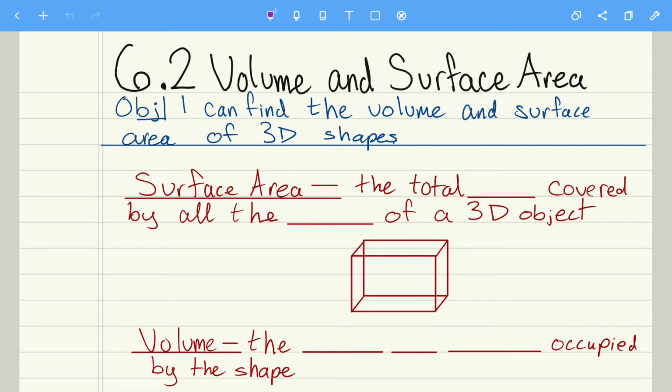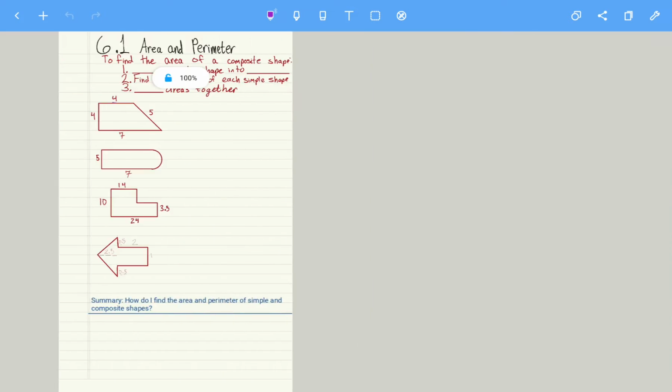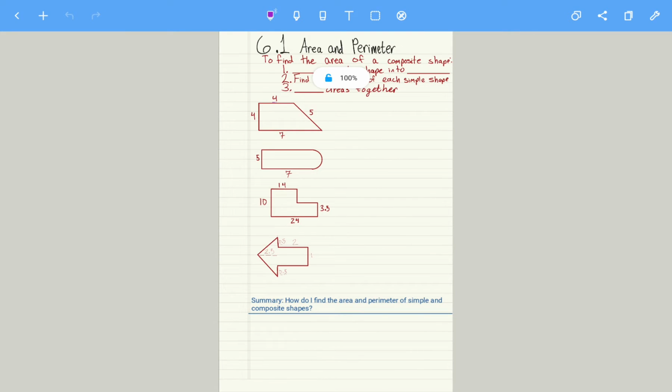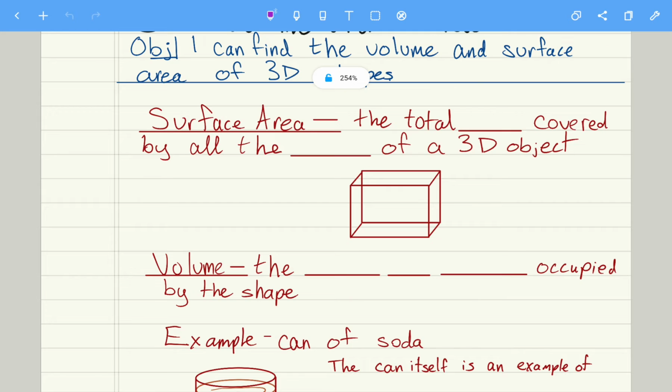Now, these are physical objects that have 3 dimensions. Previously, we looked at 2D shapes, which are basically just flat on a paper. These would be objects you can hold, like a ball or a book, a cube, and we're going to take a look at how to find their dimensions.